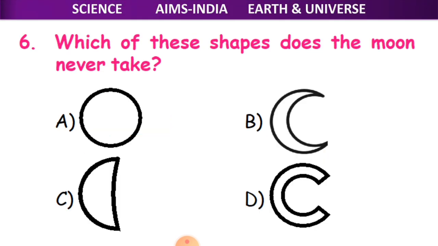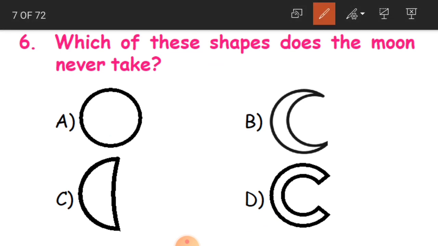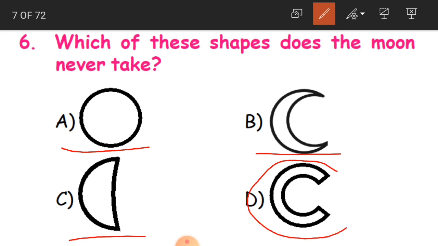Now the sixth question, which of these shapes does the moon never take? Here you have different shapes of moons, children. From these 4 shapes, the moon is not going to take the shape of one particular option. Which option is that? The moon appears as a full moon, crescent moon, half moon, and this. The moon is not going to take the shape written as C here. Okay, so D is the correct answer.